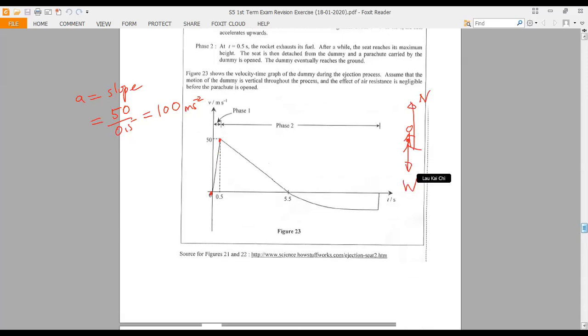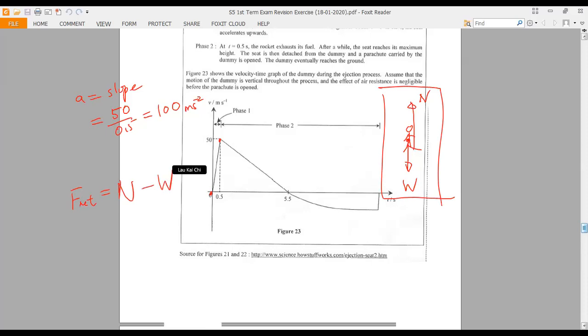Some of you may just find the answer directly, like, oh, F equal ma. If you do that, you may not get the correct answer. I forgot the mass of the person. The mass should be 80. So you can set the equation from there. The net force is going upward, so looking at this diagram, the net force is N minus W. Upward force minus downward force is the net force, and this is equal to ma.